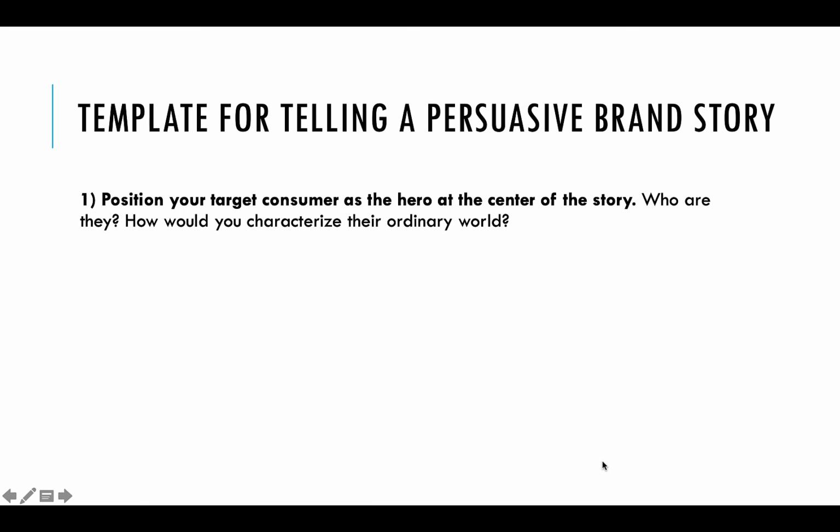Now I'm going to walk you through a few steps that can help you in telling a persuasive story, both for your project and more broadly. And again, this is just a framework or a template. You can take creative license with this, but this might help you get started.